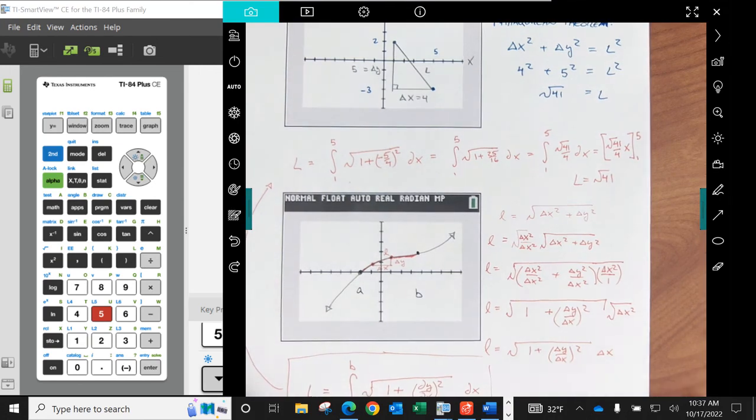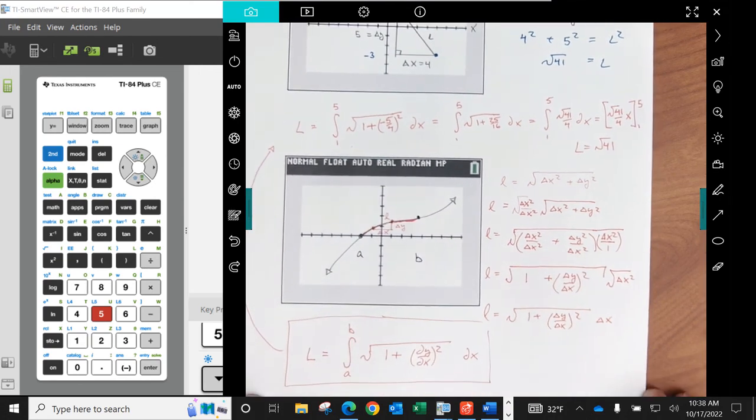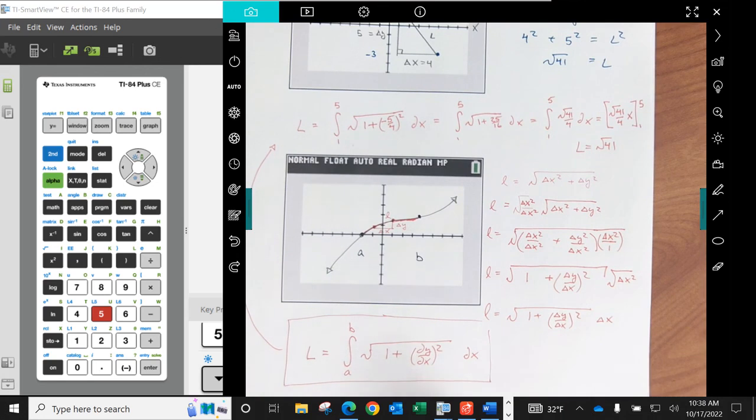So here's our little intro for calculus into the formula for arc length. I think next up we need to take another example and maybe even make a program with our calculator.